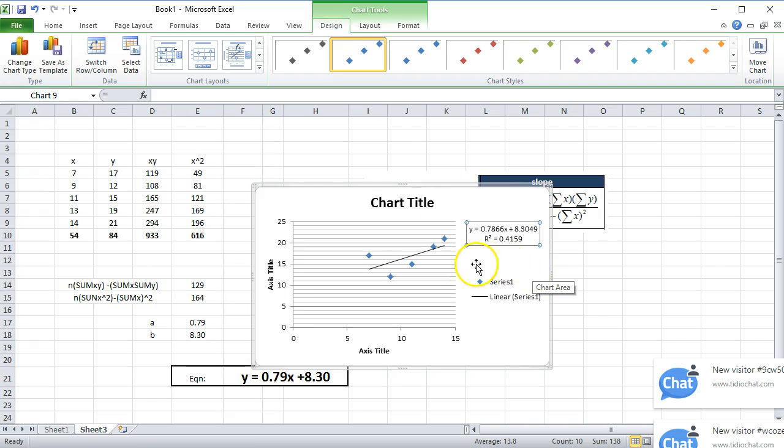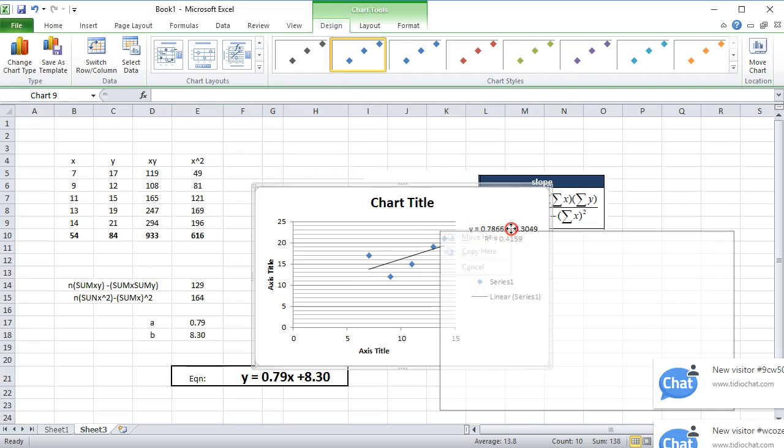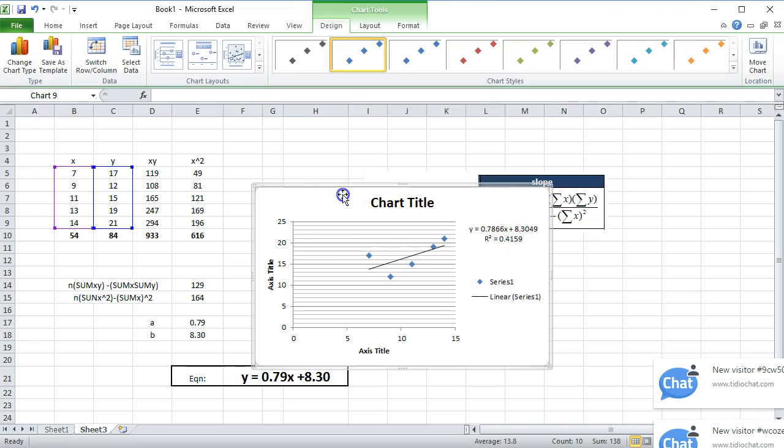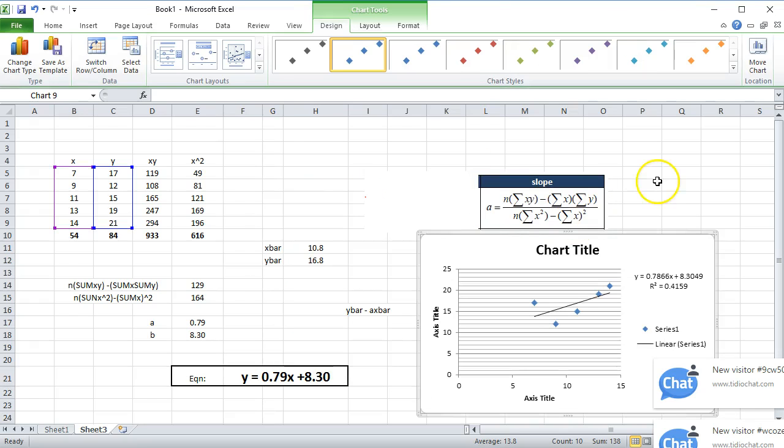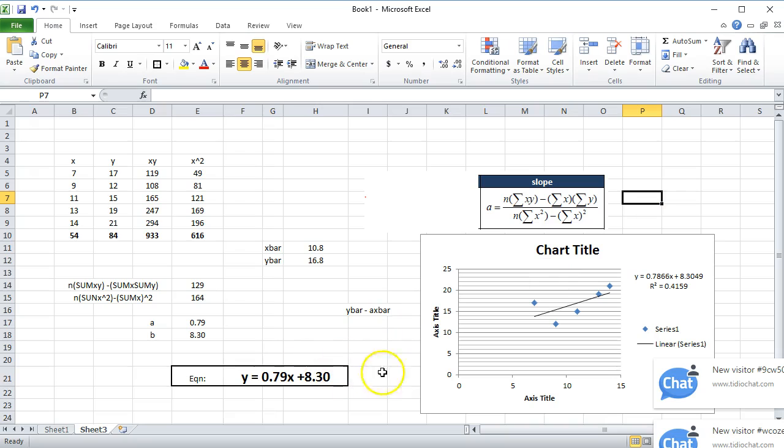So that's a little trick there, but on the ISP for data management anyways, you'll want to show your work like how we did it in the course, and that's essentially how you do it.